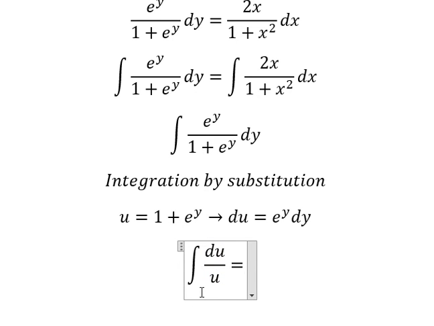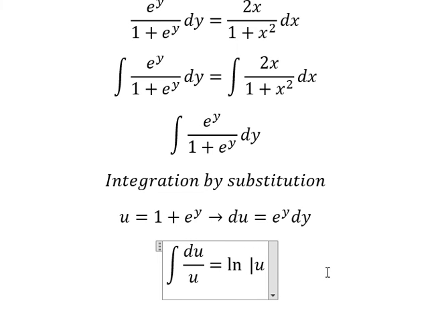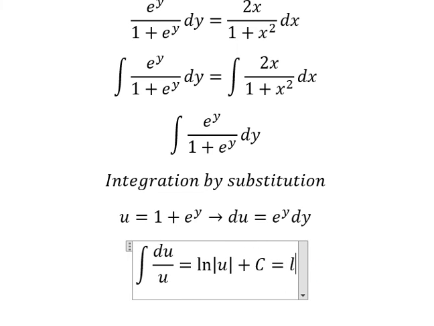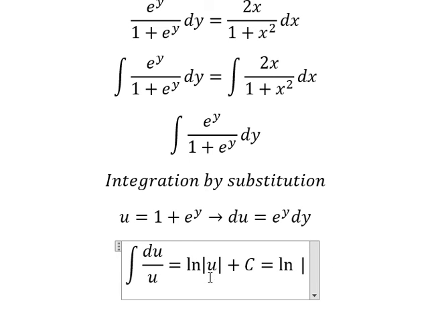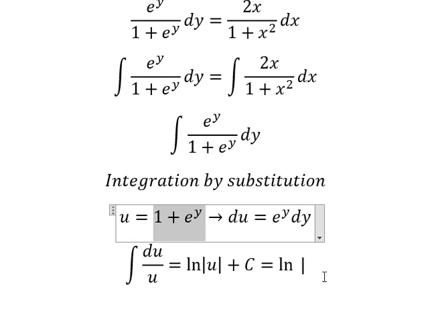The integration of this one you get ln of the absolute value of u, and we put c. About u, that is this one.